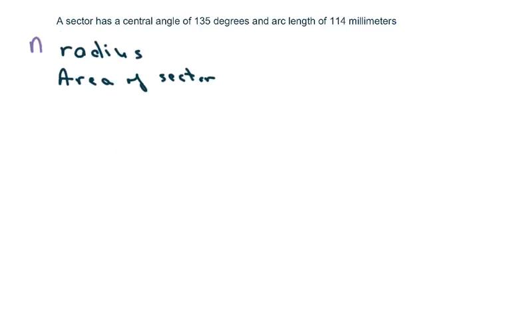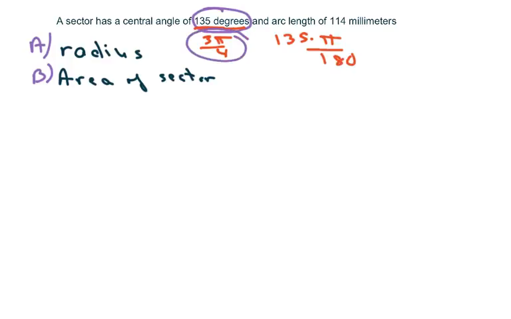We're finding the radius of the circle and the area of the sector. This time they gave us the central angle as 135 degrees. When you convert this to radians, or you should know from your unit circle, this is 3 pi over 4. Again, you're just taking 135 times pi over 180, which will give you 3 pi over 4.